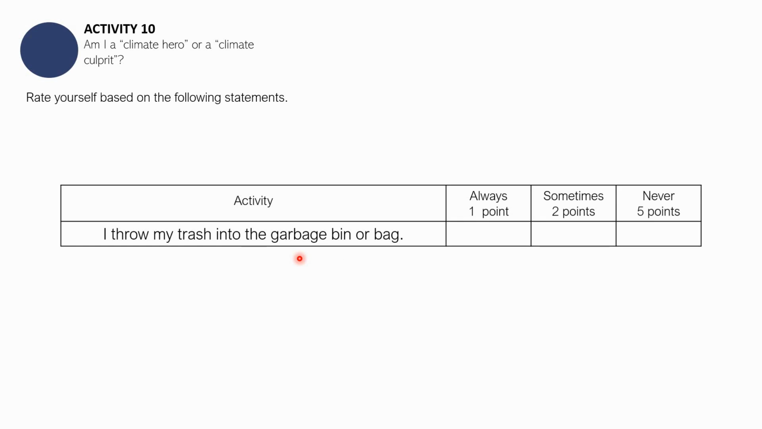Okay. Next is I throw my trash into the garbage bin or bag. No need to emphasize this one. Okay? You know what it means. Are you a responsible steward of nature?